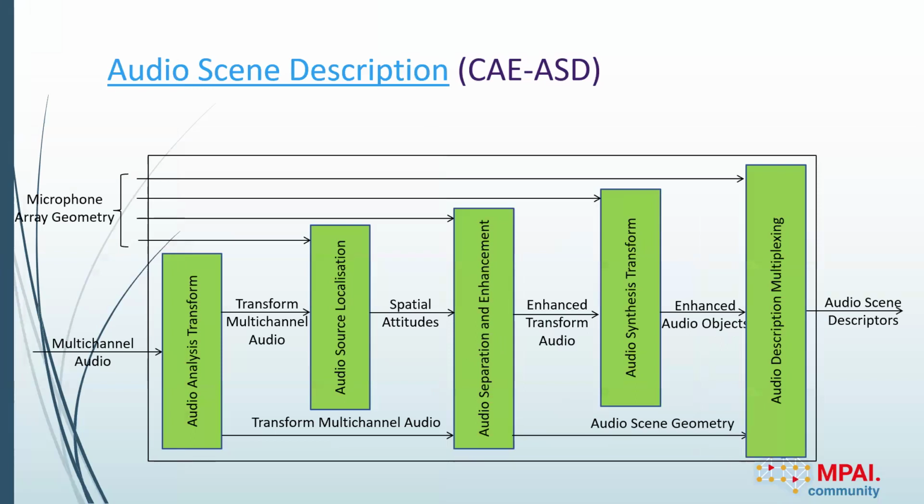What about description of the audio scene? How is that handled? Well, each submodule needs to know the geometry of the relevant microphone array. The audio analysis transform module can then receive and handle multi-channel audio. And that audio is further processed in stages: audio analysis, source localization, separation and enhancement, synthesis transform, and finally description multiplexing, in which the geometry and audio objects come together. The output is a set of audio scene descriptors.